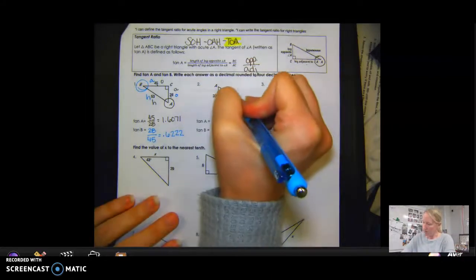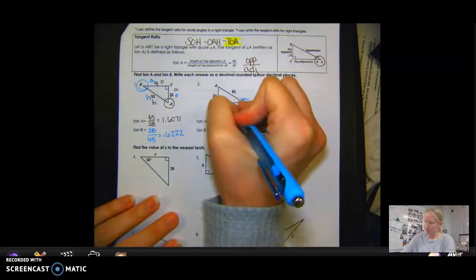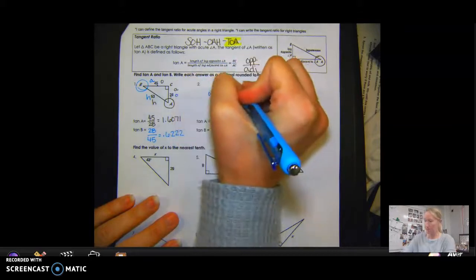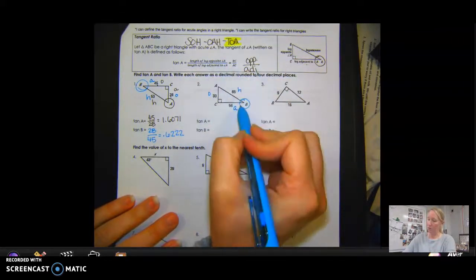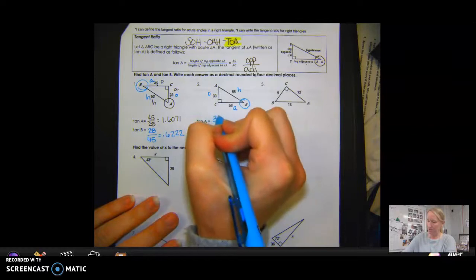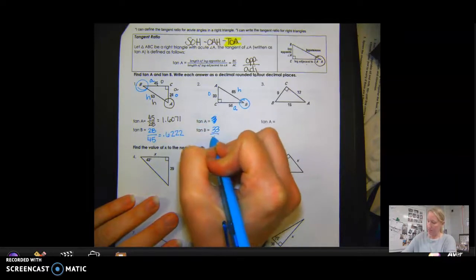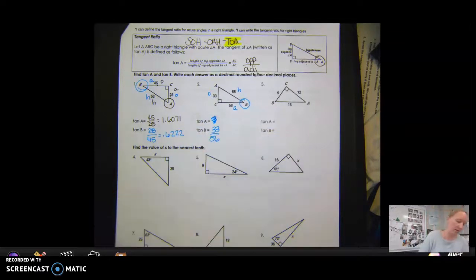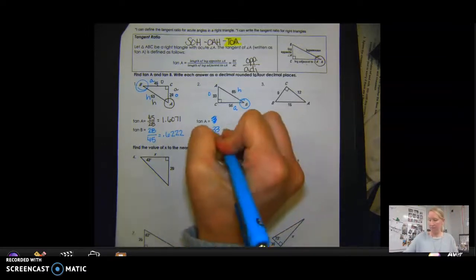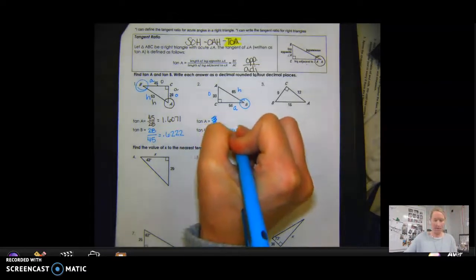So I'm going to circle B. I'm going to write my letters. This is adjacent, opposite, hypotenuse. I went tangent, so TOA. So opposite, which is 33. Oops, we're on B. 33 over adjacent, which is 56. So 33 divided by 56, 0.5893.